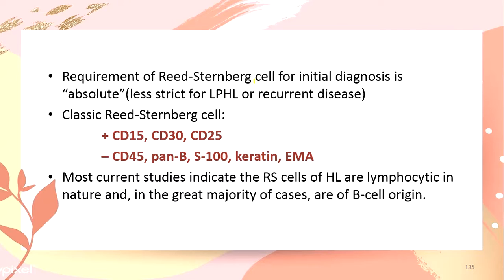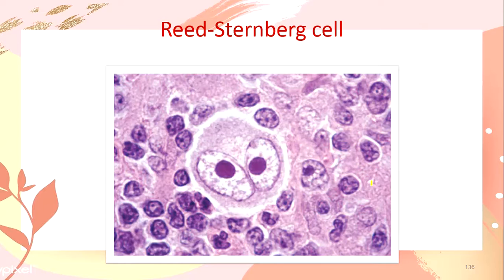Requirement of RS cell for initial diagnosis is absolute, less strict for LPHL or recurrent disease. Classic RS cells are positive for CD15, 30, and 25, and they are negative for CD45, PAN B, S100, keratin, and EMA. The current studies indicate that the RS cells are lymphocytic and they are of B cell origin. The malignant cells are the RS cells, and the background cells are just the reactive cells.